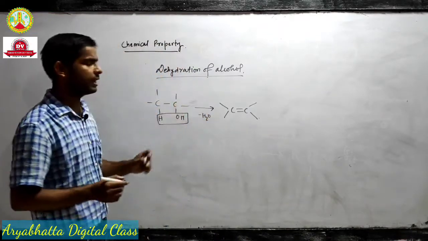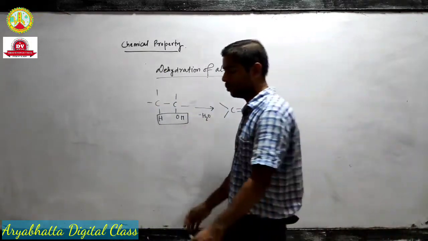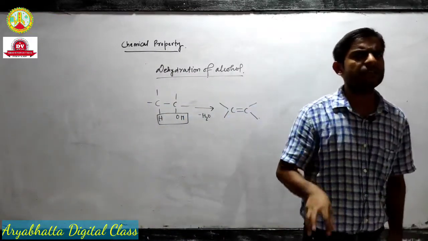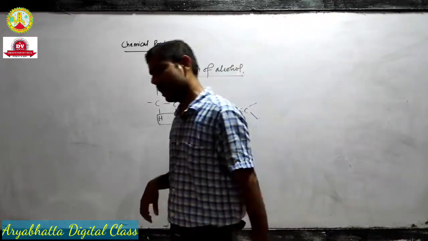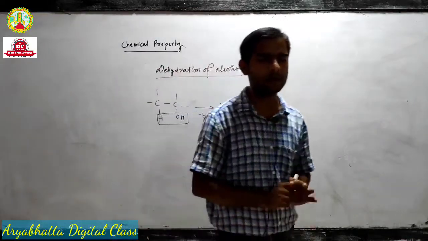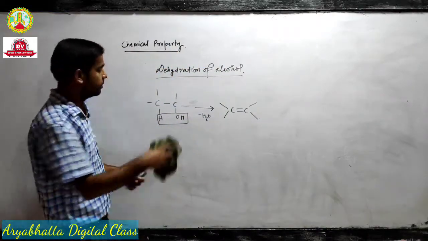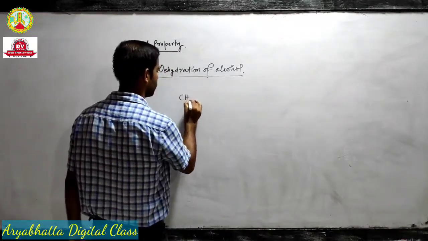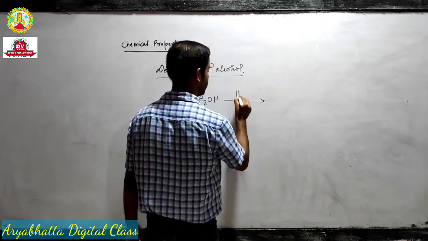So how can we remove this water molecule? To remove the water molecule, we would need something which can extract or absorb water. And I have told you that sulfuric acid is a very good dehydrating agent. Concentrated sulfuric acid is a very good dehydrating agent. So let's take an example. Suppose ethanol is heated with concentrated sulfuric acid.